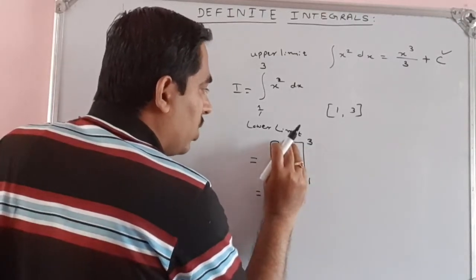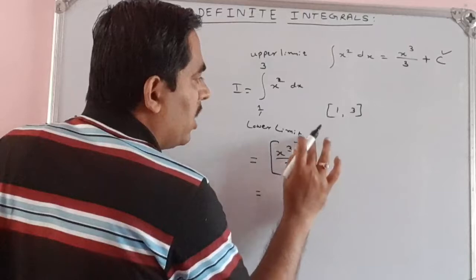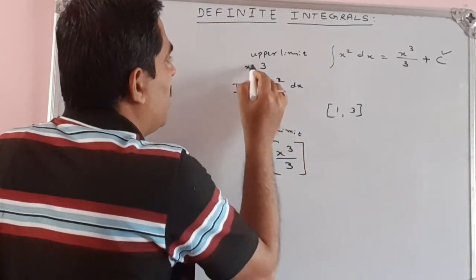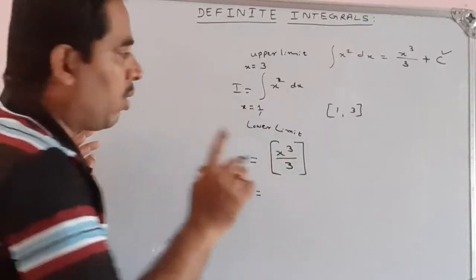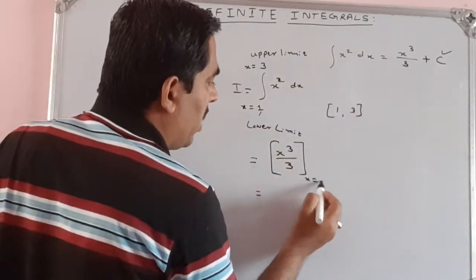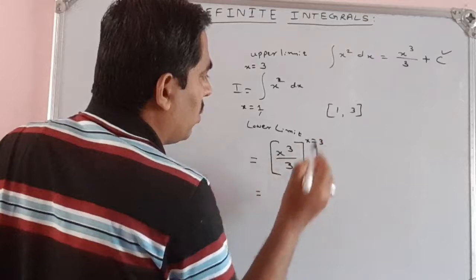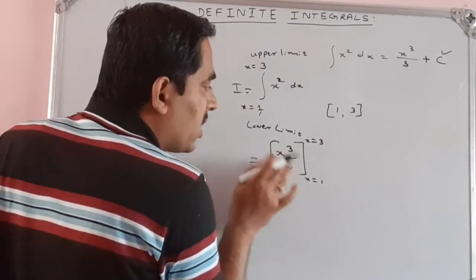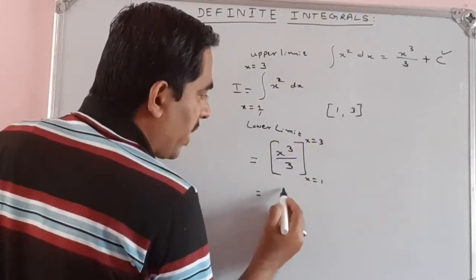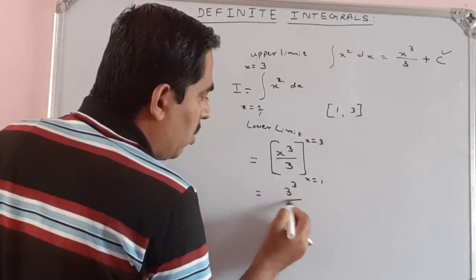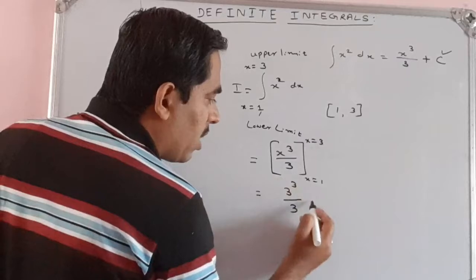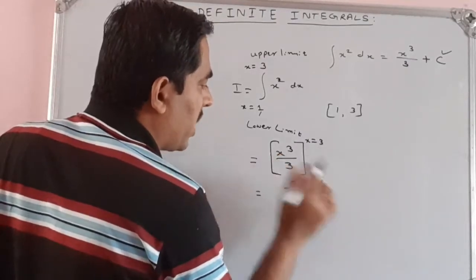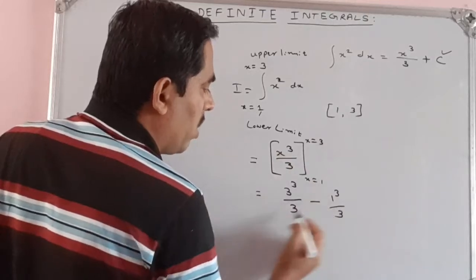So, the value of the function, let me write it clearly. I can take this as x equal to 1 to x equal to 3. Let me take it like that, then it will be clear. Now, what do I have to do? First I will substitute 3 in place of x, that is, 3 cube divided by 3. This is the upper limit. We have to take the difference: upper limit minus the lower limit, which is 1. So put x equal to 1 here: 1 cube divided by 3.